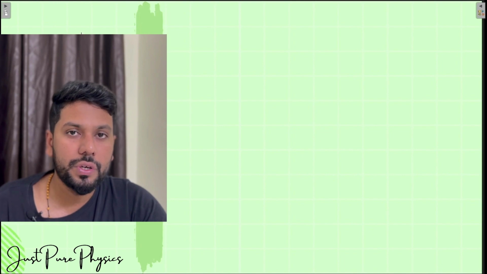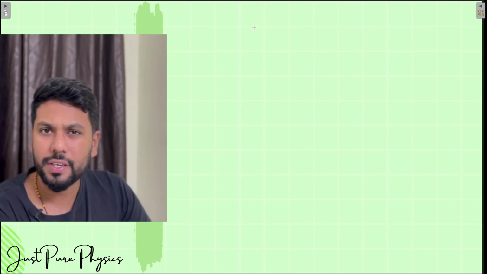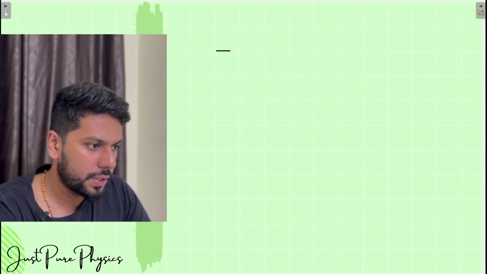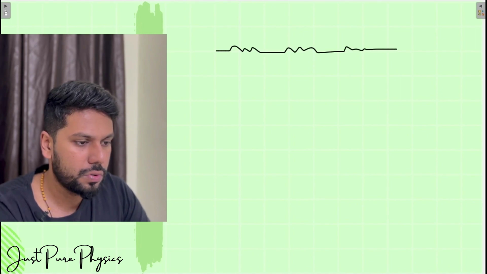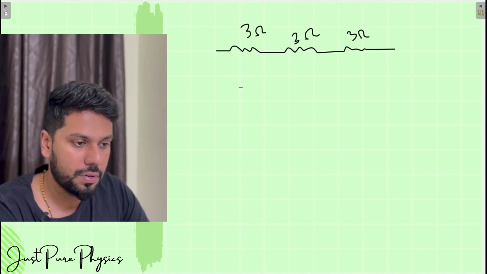outcome I'll tell you. If you connect equal resistance in two different ways, one is series and one parallel, you should know which is going to produce the highest resistance. Let's take 3 ohms. Imagine I have 3 ohm resistances connected in series. 1, 2, 3. 3 ohms, because you know ohm is the unit of resistance.